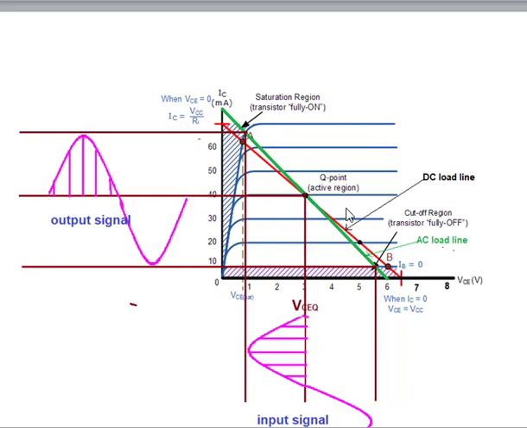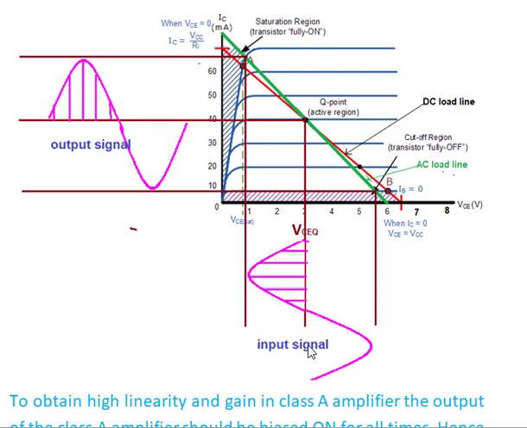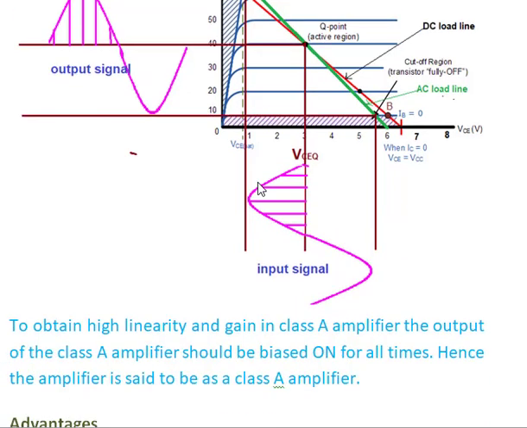It is the center. Now, the input signal is given like this. Due to this AC load line, the whole part of the input signal appears at the output. This part is here. This part is here. So the whole input waveform appears in the output. So this type of amplifier is known as class A amplifier.